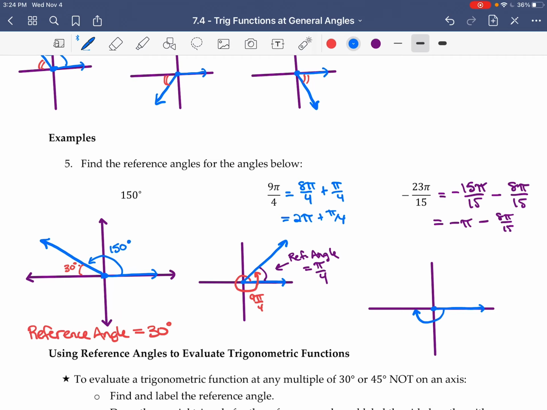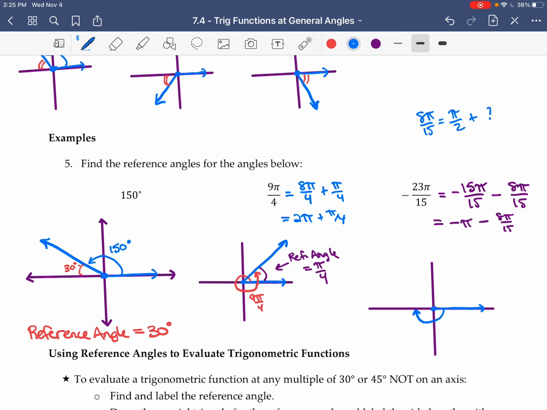So that's a bit of a weird one. Okay, let me just write it up here. So 8 pi by 15 is going to be pi by 2 plus some amount.